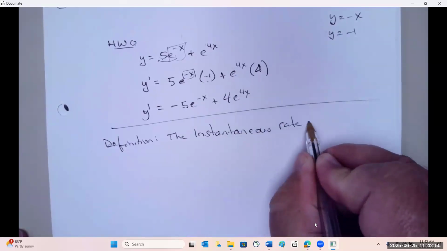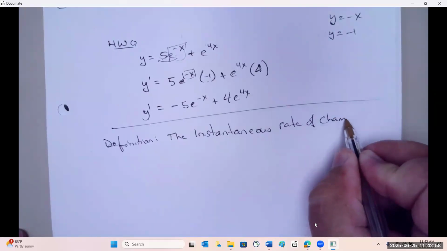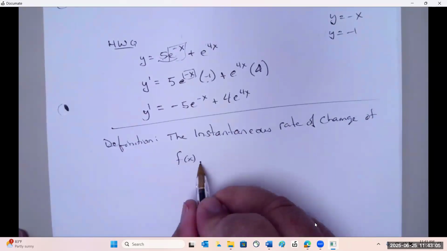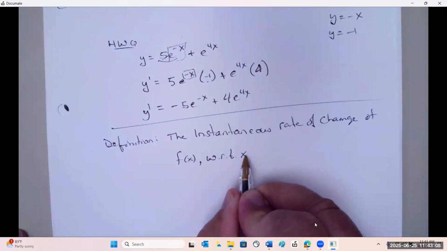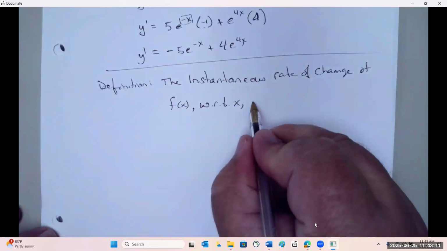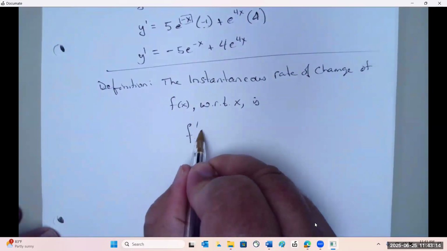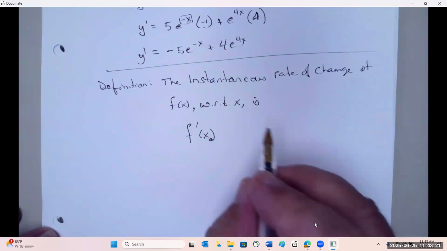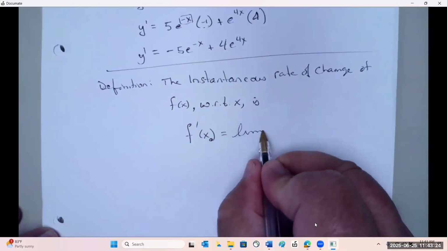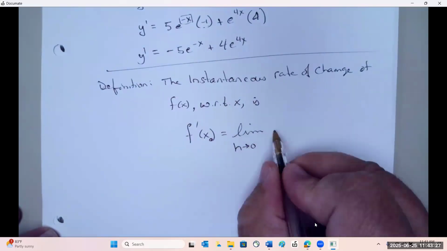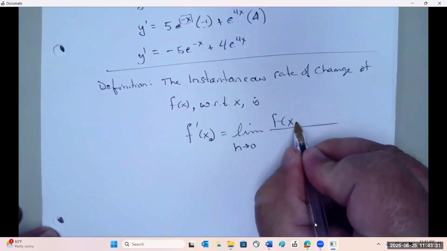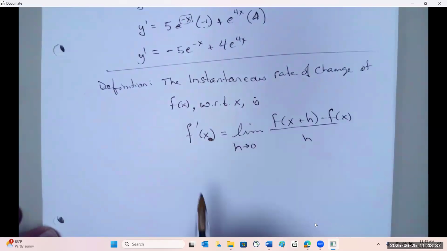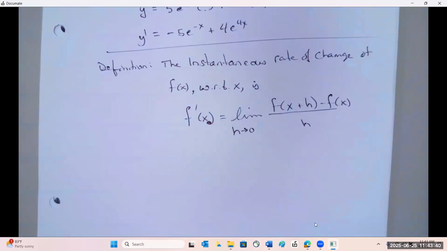So the instantaneous rate of change of our function with respect to our variable t, our x in this case, is the derivative of our function at some value x, as h goes to 0 of our difference quotient, if it exists.